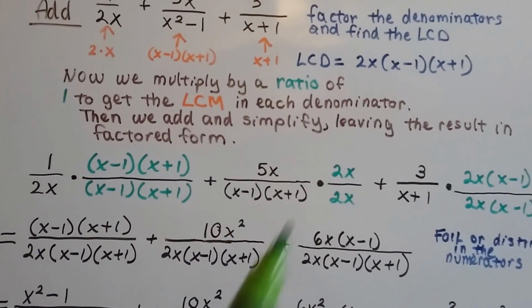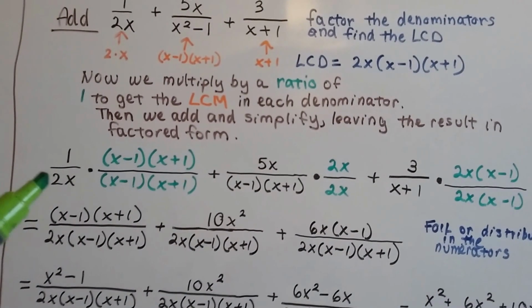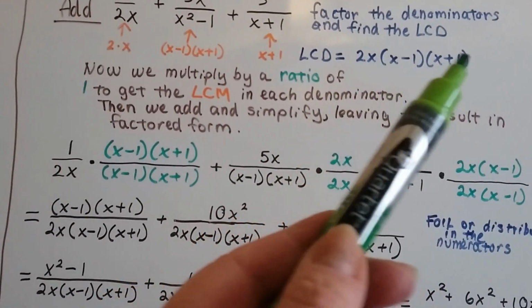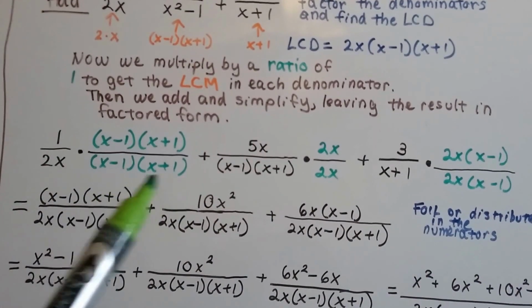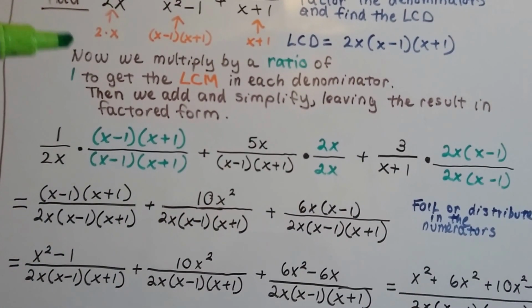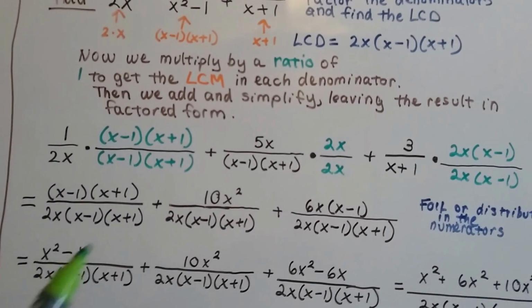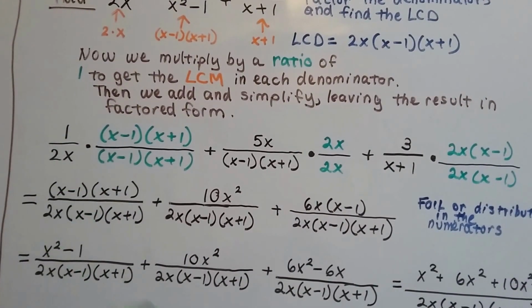So if we want every single one of these terms to have this for a denominator, what does this 2x need to be multiplied by to get to be this? Well, it needs to be multiplied by an x minus 1, x plus 1, doesn't it? And we have to multiply the 1 numerator by the same thing. That's our ratio of 1, okay? That's going to give us this right here, okay?